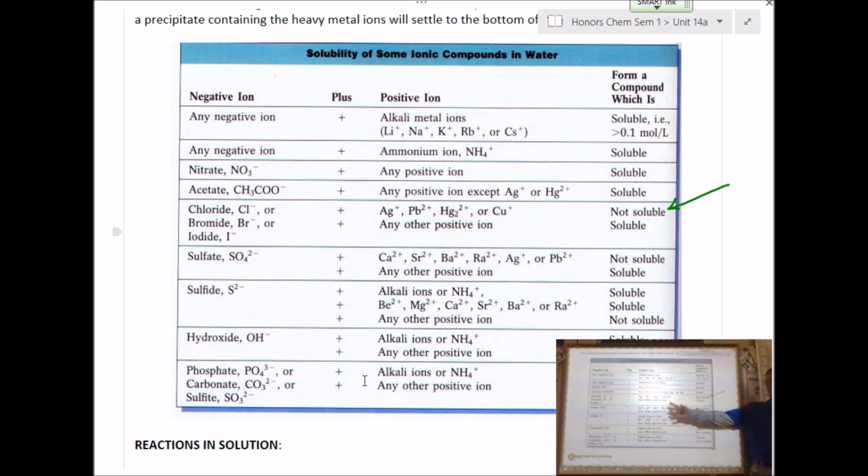But just to bring back your memories of this fun chart, and yes, you will get this on Friday for the quiz.